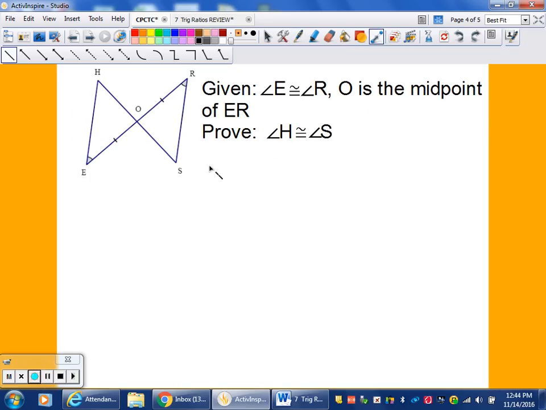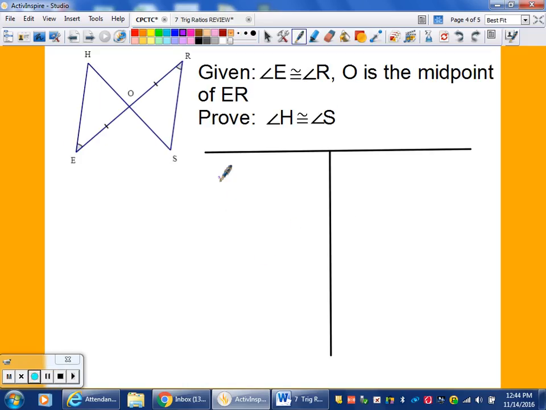So I'm going to put in my T-chart real quick. I'm cheating, I'm drawing it using lines. That's okay. The first thing I write is my givens. Angle E is congruent to angle R. That's my first given, right? If I look over here, oh look, they already did it for me. The second one they say is O is the midpoint of ER. That's my second given.